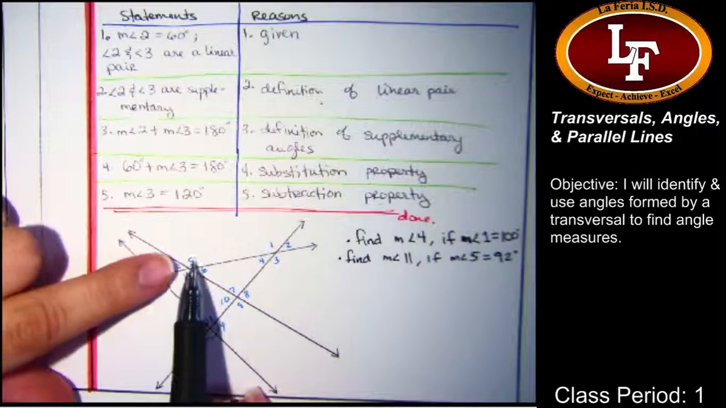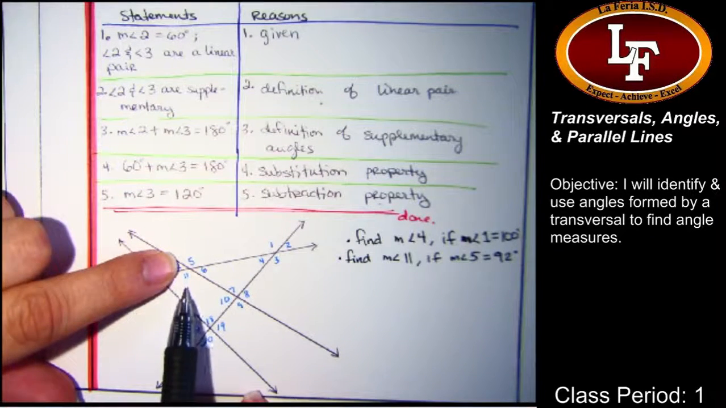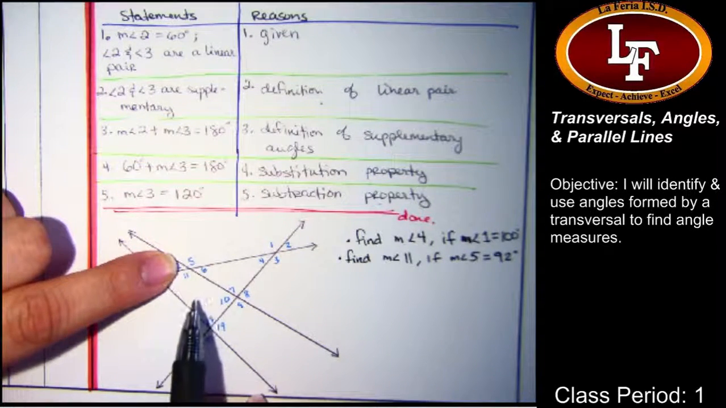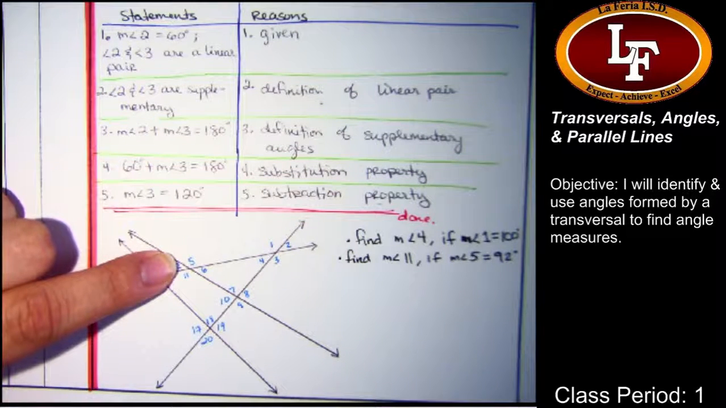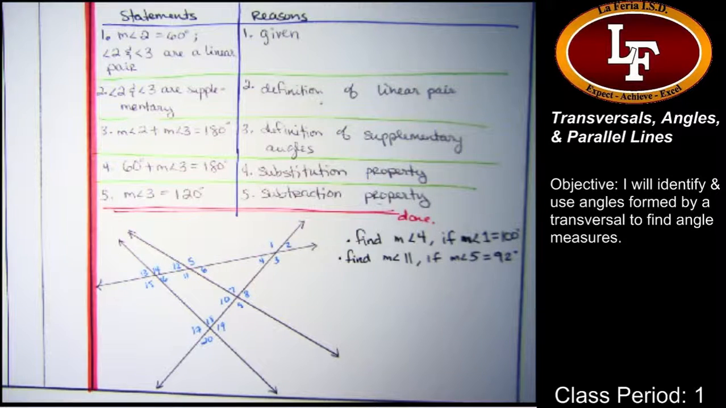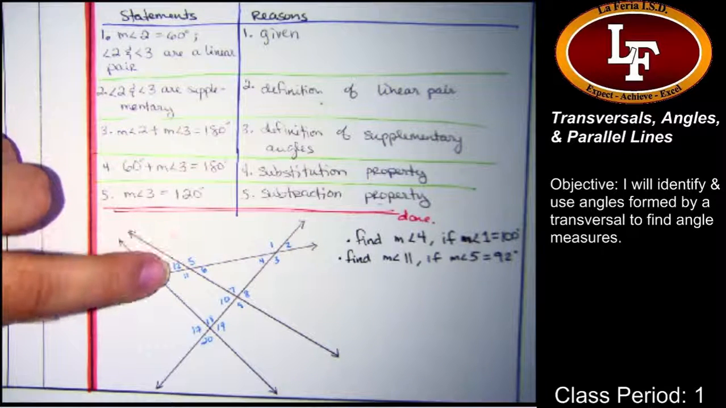What's the relationship between angle 5 and angle 11? They're opposites. You said that they were vertical, they were across each other. What do we know about the measures of all vertical angles? They're the same. What do we call that, starts with a C? Congruent. Say it louder. Congruent. Yes. So if angle 5 is 92, what's angle 11? 92. There you go.